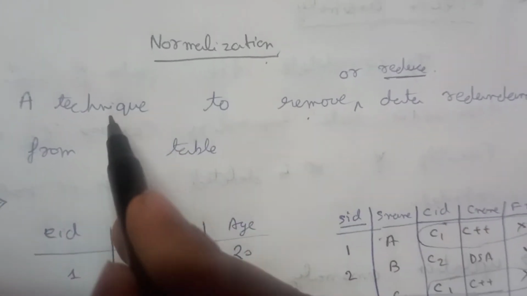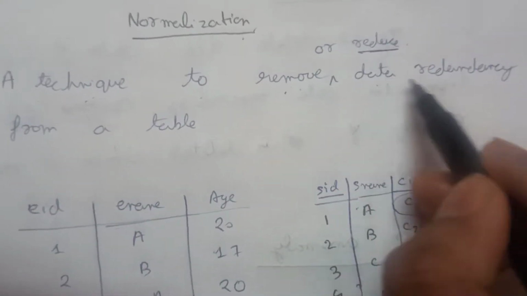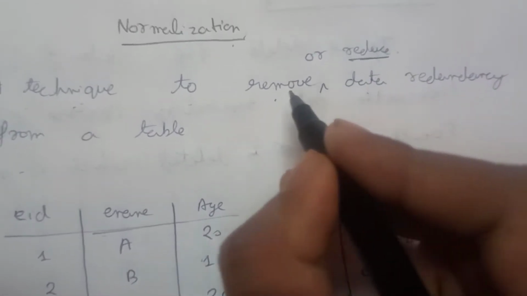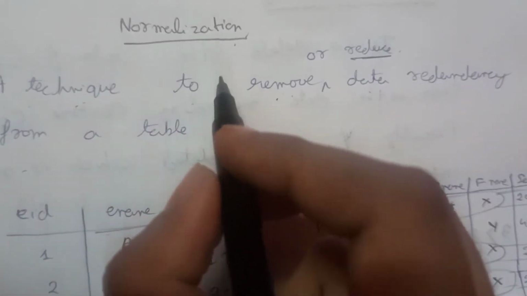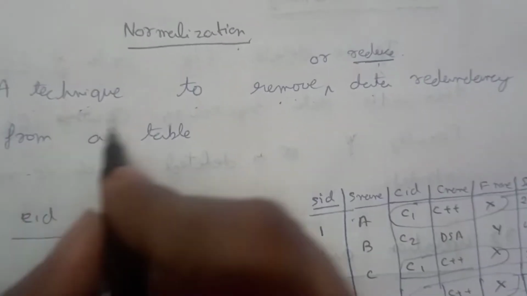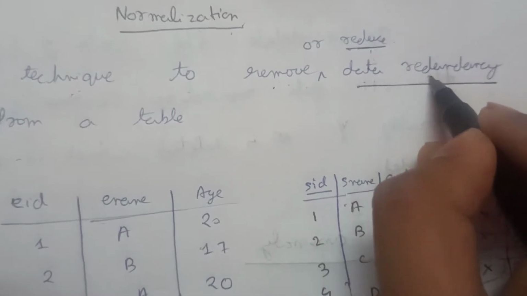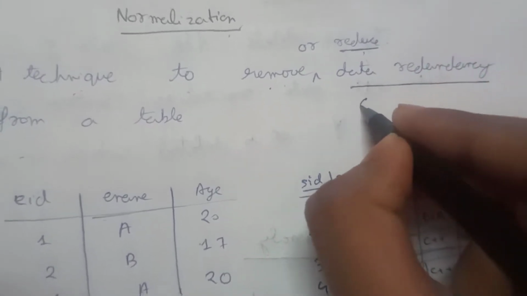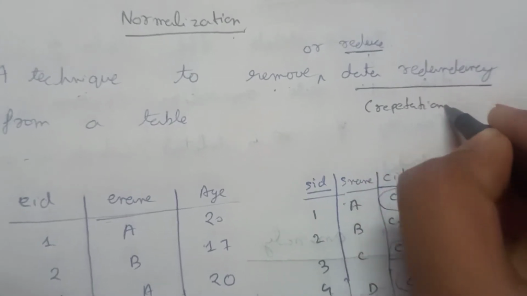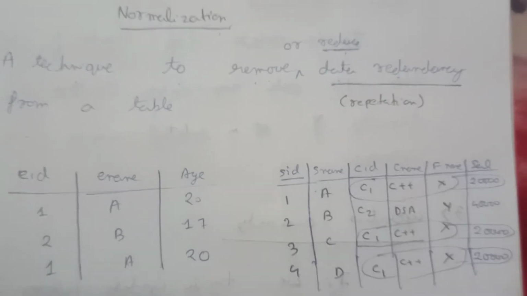So what is it? It is a technique which is used to remove or reduce data redundancy from a table. Okay, so we will use this normalization technique to reduce or remove the data redundancy from a table. So what is data redundancy? Data redundancy means repetition of data. Suppose a data is repeated in a table, then it is called data redundancy. So to remove this we use normalization.